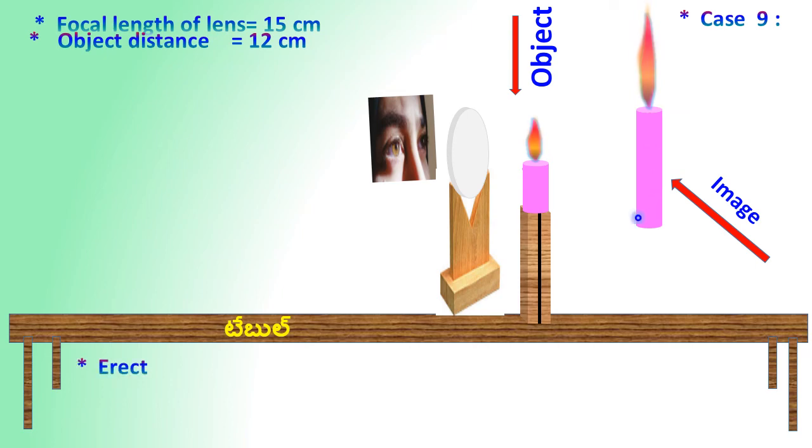And the properties of the image: it is erect, that is, an upright image, and magnified. If you compare the sizes of object and image, the size of the image is more than the size of the object. That's why it is magnified. Next, it is a virtual image. We cannot obtain it on the screen.